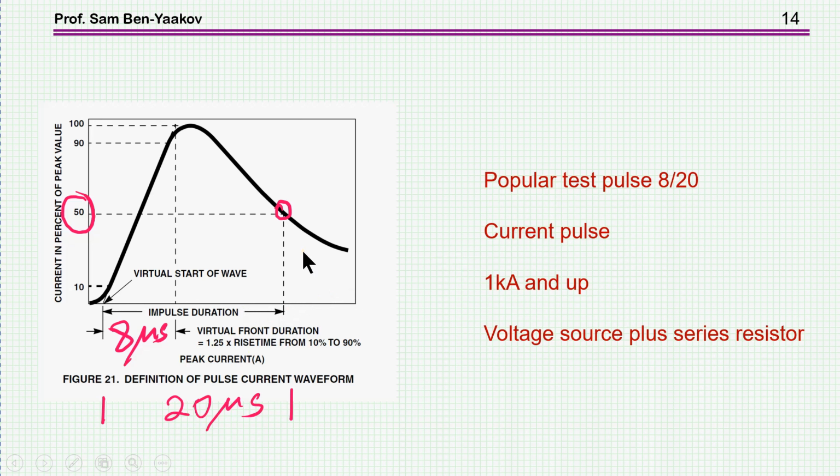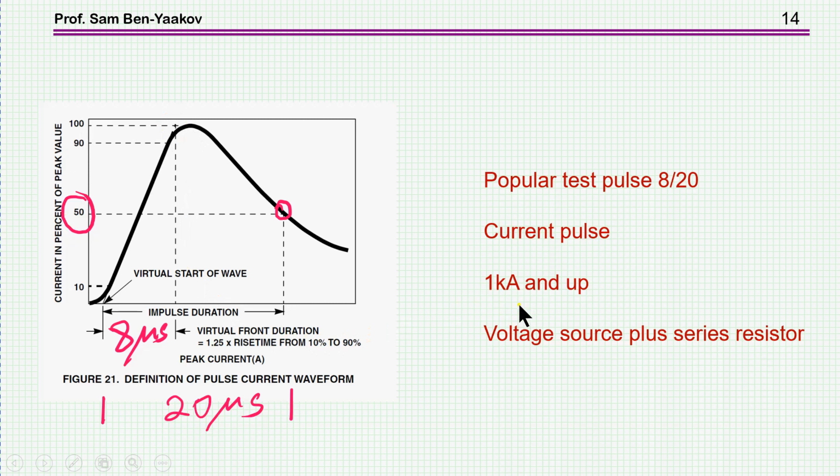It is tested by a current pulse, which is generated, as I have said, by a voltage source with a limiting impedance resistor. And the currents we are talking about, the peak current, this is just in percent.